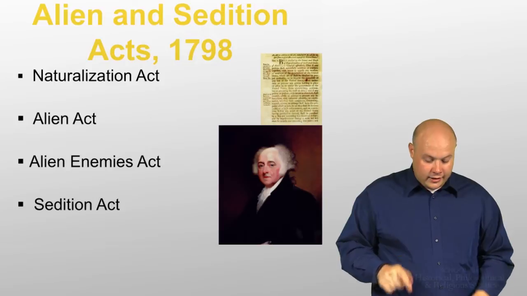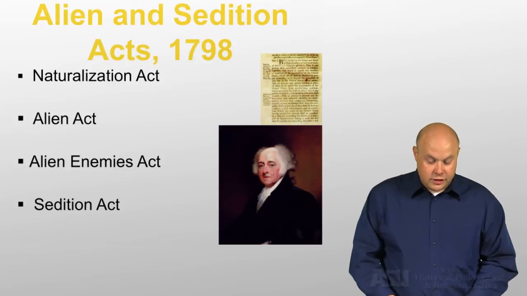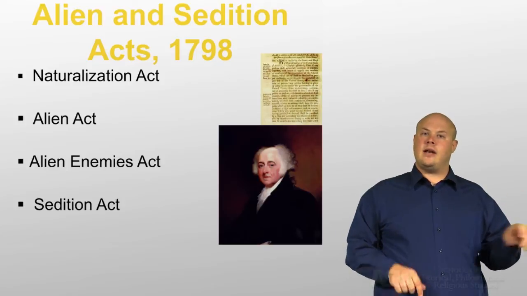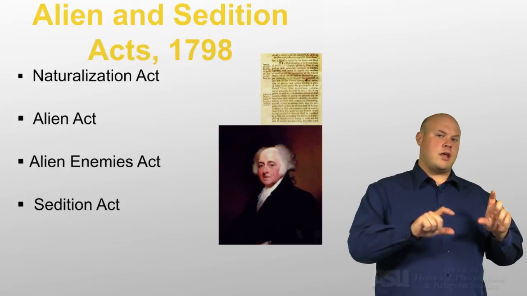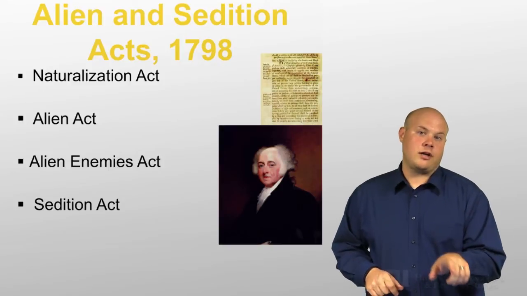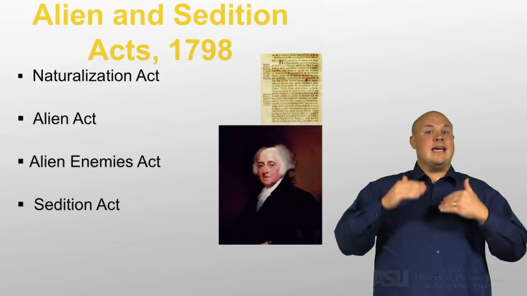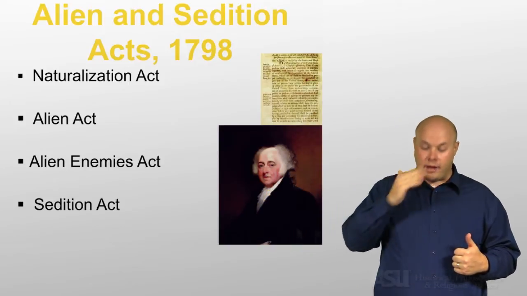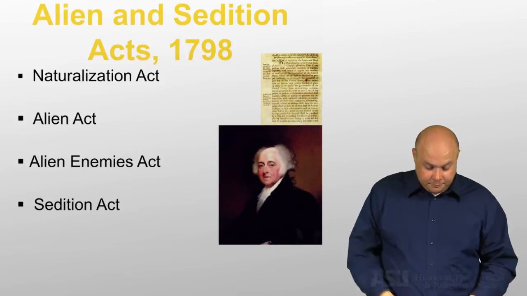The Naturalization Act extends naturalization. So remember, the Naturalization Act of 1790, only 2 years. There's another act passed that extended it to 5 years. This specific Naturalization Act, the one in 1798, extends it to 14. They actually wanted 21, but they compromised at 14.